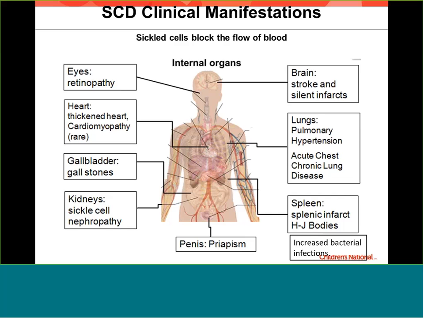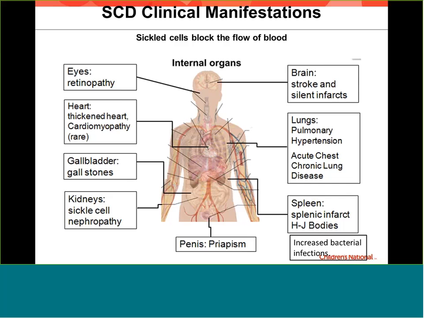Kidneys, about 20% of patients will have sickle cell nephropathy, where that is measured by spilling protein in the urine. So we measure that by testing for urine microalbumin and urine protein to creatinine ratio. These two studies are done as part of their routine maintenance.